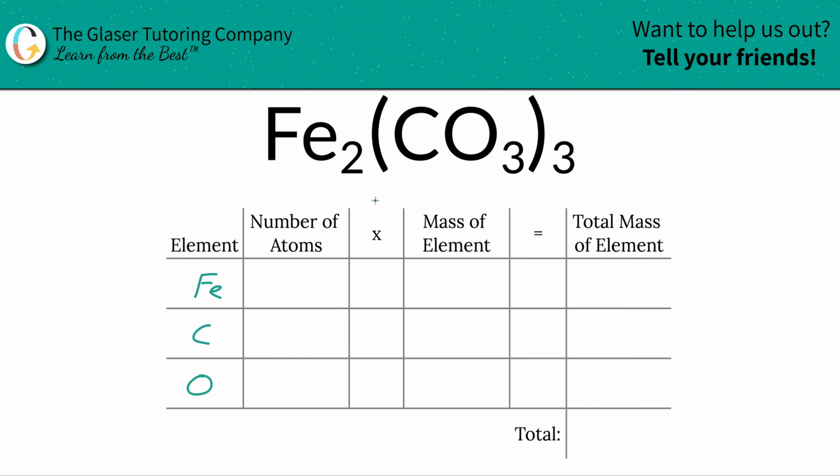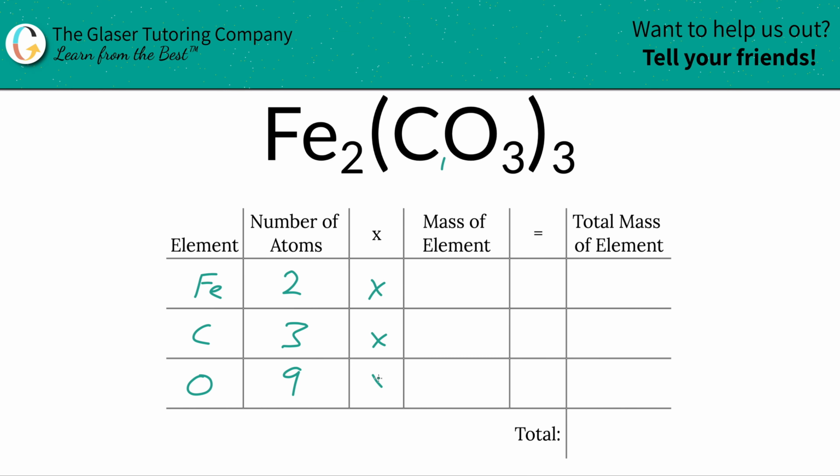Next is to write down the number of atoms of each. So here, iron, we have 2 irons. Carbon, there's a 1 subscript, and we take that number. Anytime you have atoms inside of parentheses, you take the subscript and multiply it by the outer subscript to find the total number of atoms of that particular element. So there's 3 carbon, and then oxygen, same thing, 3 times 3, there's going to be 9 oxygens.